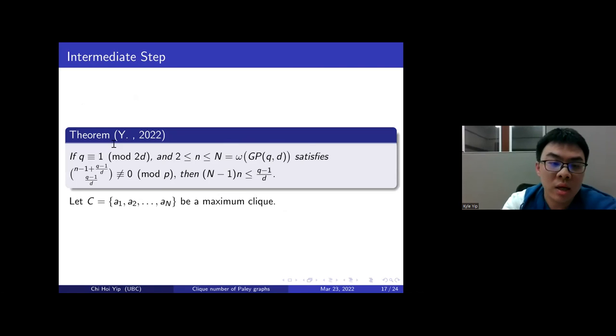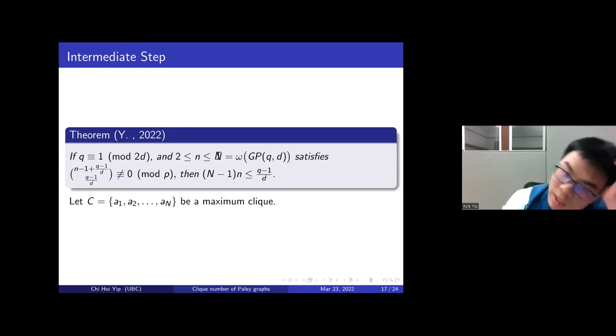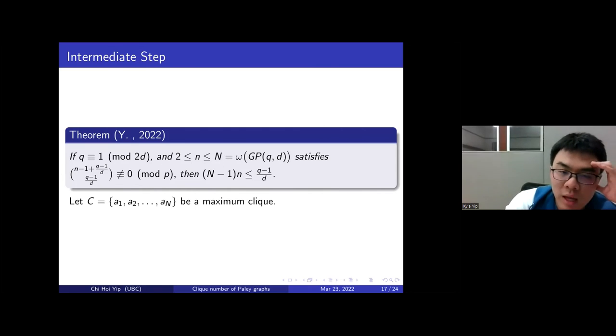Basically, here we have this kind of assumption on the binomial coefficient because we want the polynomial we constructed to be non-zero. And the statement is the following. We take capital N to be the clique number, and we take little n to be a number which is at most capital N, such that this binomial coefficient is non-vanishing. Then we can conclude that capital N minus one times little n is at most q minus one over d.